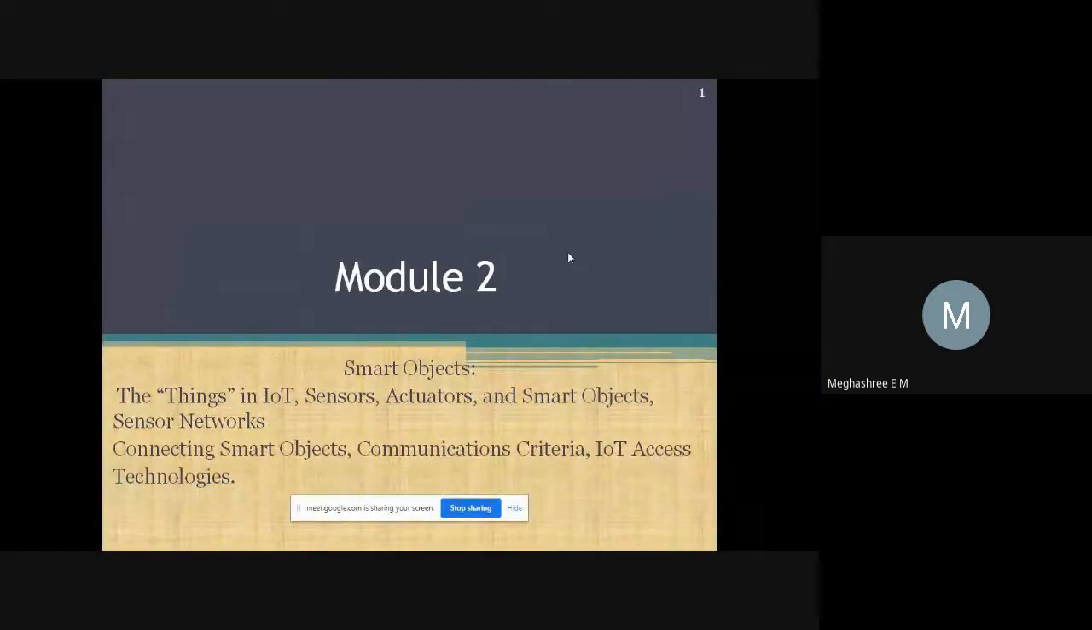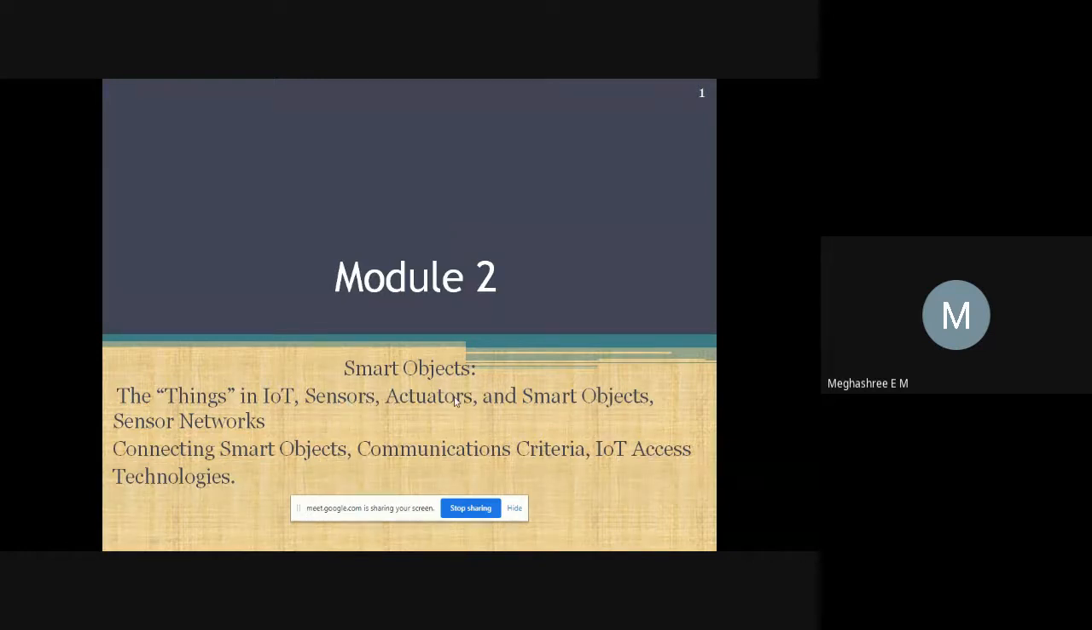Okay, second module here you have to study two chapters. One is about things in IoT. In this chapter we will be discussing sensors. What are sensors? What are its different types? And based on what factors different types of sensors are present. And the same goes with actuators.